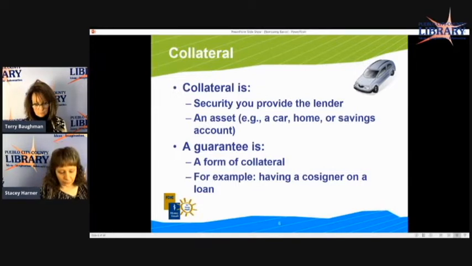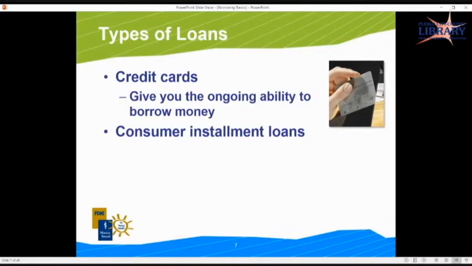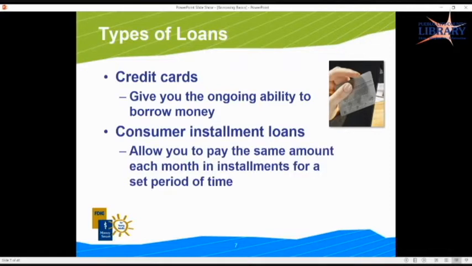So let's look at types of loans. Credit cards. Credit cards give you the ongoing ability to borrow money for your household, family, and other personal expenses. Having a credit card allows you to buy things without actually having the money right away. So remember that if you're not careful in spending, you can get into big trouble. You could be burdened with debt. You need to be sure you are able to make at least the minimum monthly payment on a credit card bill. Ideally, though, you will pay more of the bill in each month to avoid paying costly interest to the lender.